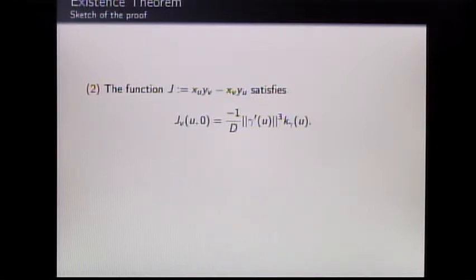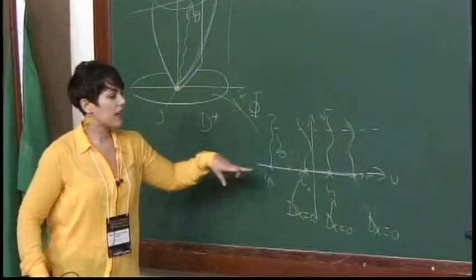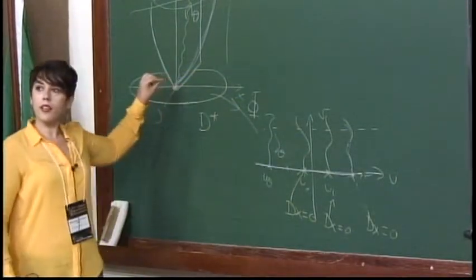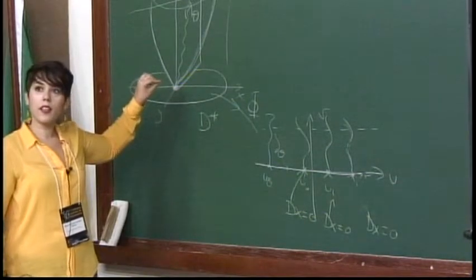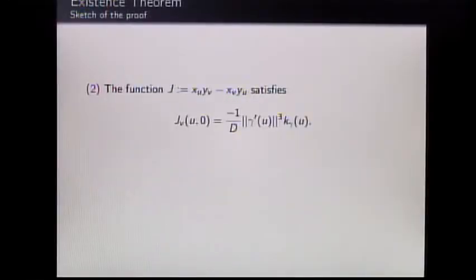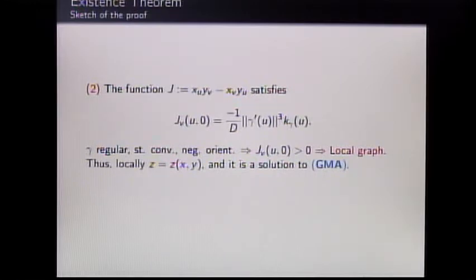The first step to do that is to consider the Jacobian of the change of parameters between x and y, and you compute, of course, this Jacobian is zero along this real line because all the real line is mapped into one point, into the origin. But you can compute the transversal derivative of J, and you recover this expression here. The modulus of the curve you started with times the curvature of this curve. Since you have imposed that gamma is regular, strictly convex, and negatively oriented, this quantity is positive.